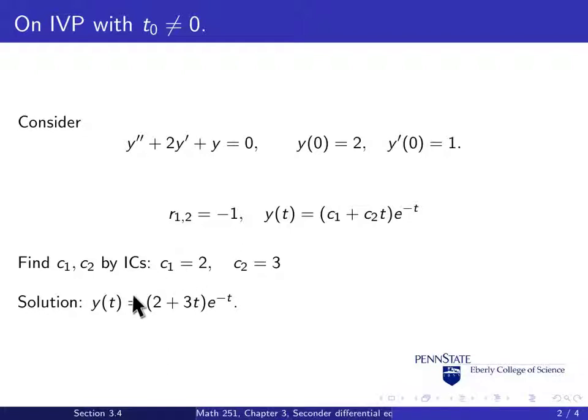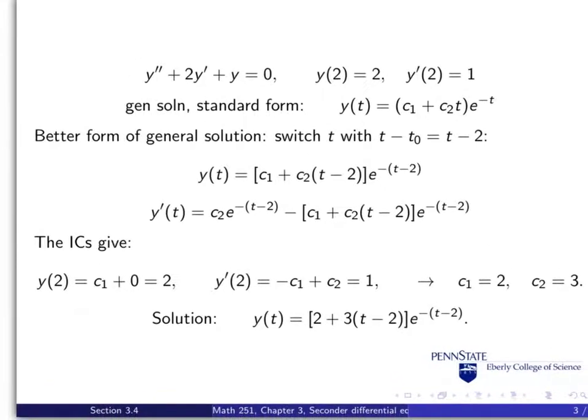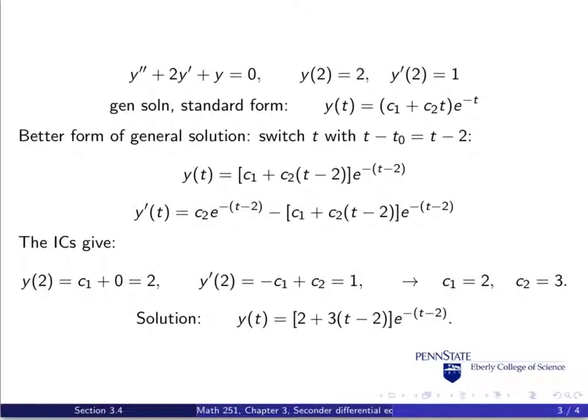Now, the question is, if I make a little change. This equation is the same, but now we have a different initial condition. The initial condition takes the same values, but now is assigned at a different time: at t equals 2. So how do you solve this?